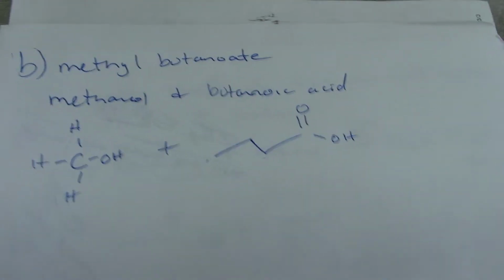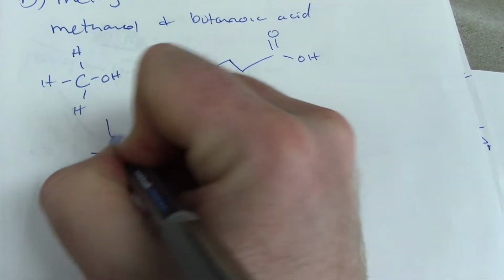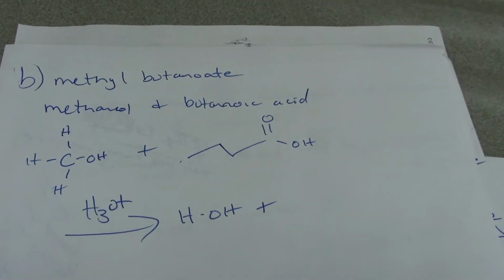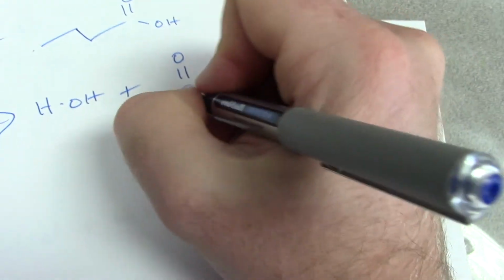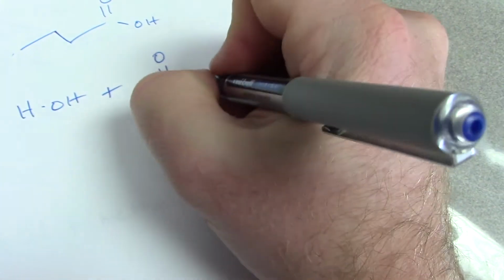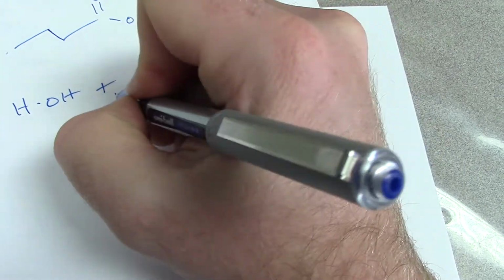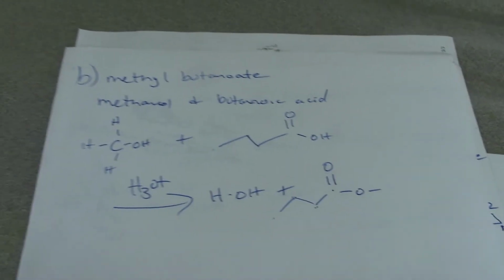right, so I have a complete structural diagram and a line structural diagram. I'll just combine the two. H3O plus, I make HOH as a product. And then here's what we get. One, two, three, four. And then I have the methanol on the other side. Okay.